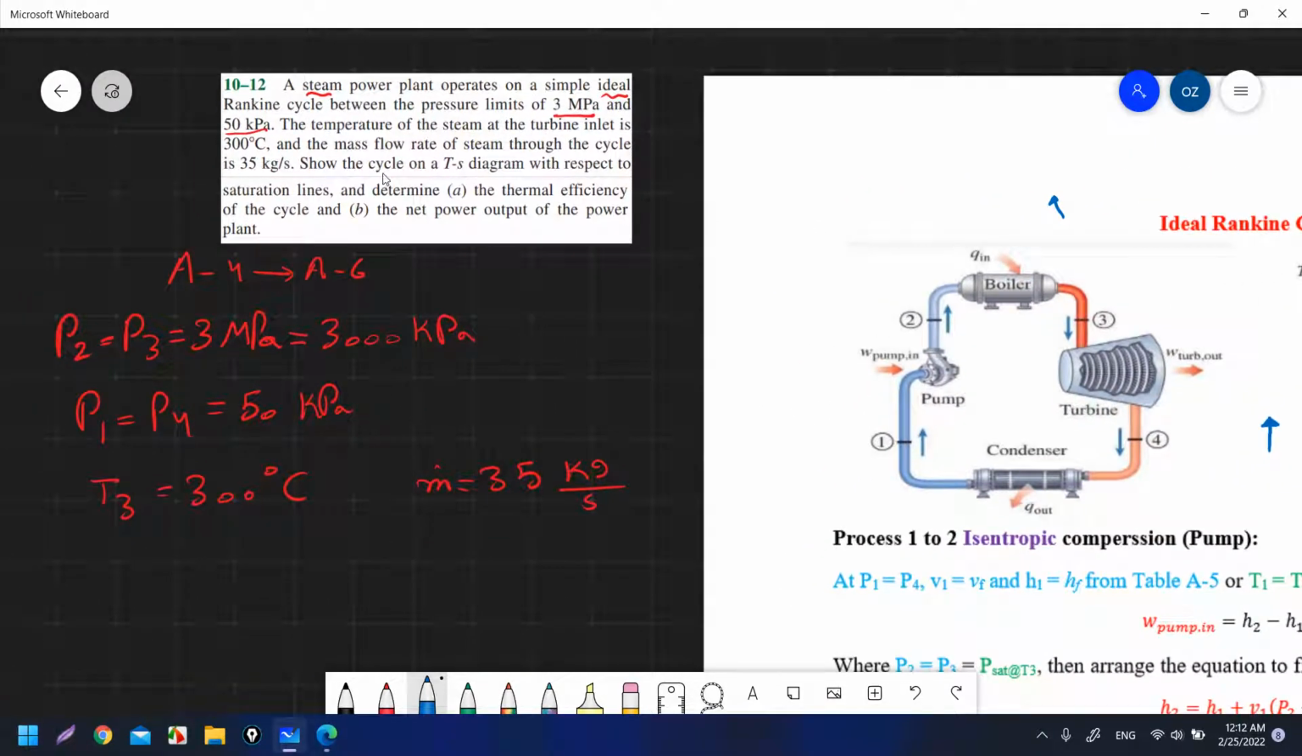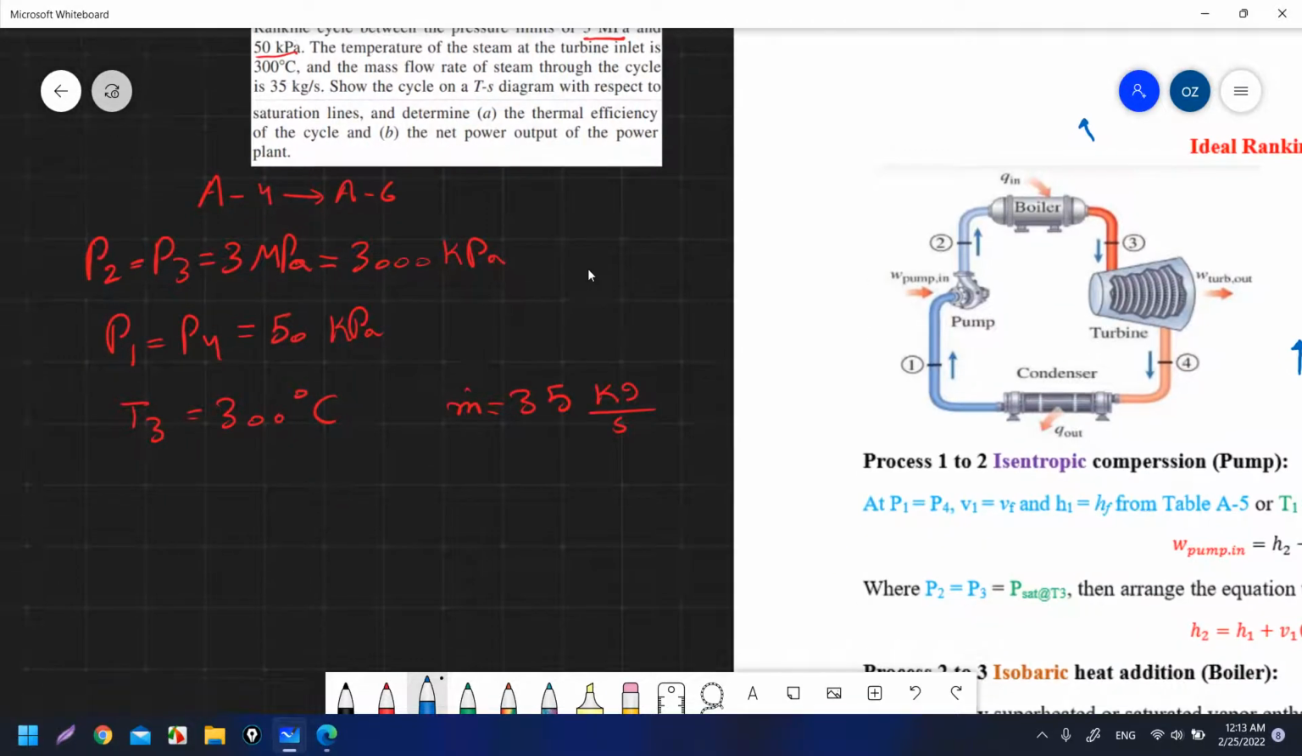Okay, show the cycle on the TS diagram with respect to the saturation lines. Determine in part A the thermal efficiency for the Rankine cycle, and in part B the work or the net power output. Power means dot, so we have W dot net power. Okay, output means the output from the cycle, from the power plant.